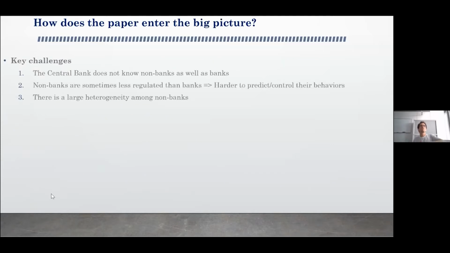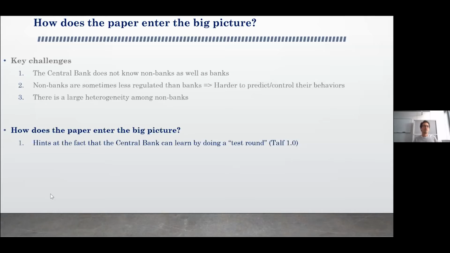Now, how does the paper enter this big picture? Well, it enters the big picture through these challenges. The paper gives us valuable information about these challenges. The first challenge was that the central bank does not know non-banks as well as banks. Well, this paper hints at the fact that the central bank had the opportunity to learn this non-bank behavior by doing sort of a test run, the TALF 1.0. Of course, at the time, this was not a test run, but by the time we are getting to TALF 2.0, we may consider the first iteration as a test run.